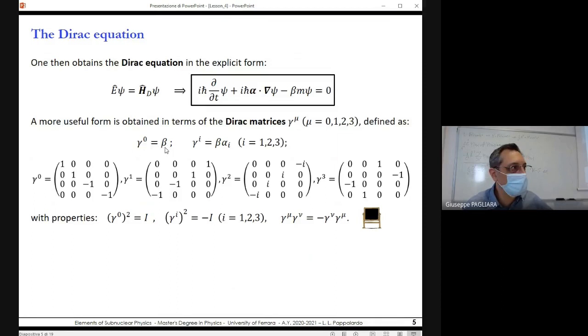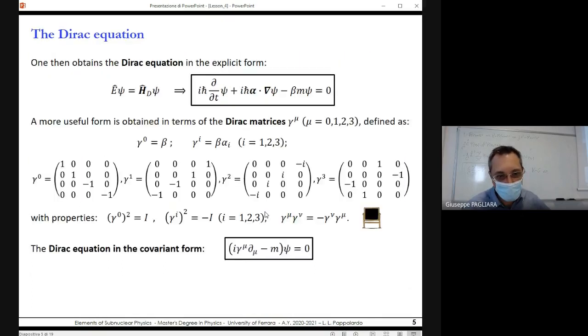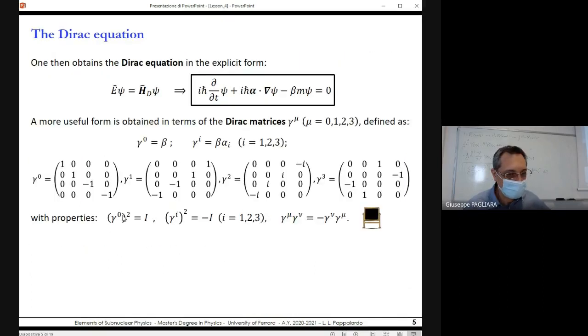Gamma 0 is exactly equal to beta, which is the scalar part, and the gamma i, which are three, are the product of beta times alpha i. And you see here now the full expression of these four Dirac matrices: gamma 0, gamma 1, gamma 2, gamma 3. Of course, they have to fulfill some properties in order to be consistent with the requirements on alpha and beta that I presented before. The requirements are that gamma 0 squared is the 4x4 identity matrix, the square of gamma i is minus the 4x4 identity matrix, and they also have to fulfill these anti-commutation rules among them.